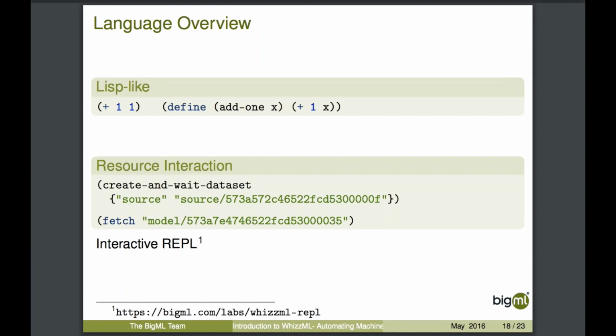The next function below it is called fetch. We give it the unique identifier for a resource, and it returns a map, or a JSON-like object, of all the different attributes of that object. If you go to BigML.com, in the labs section, we have a new labs app, a WhizzML REPL. So you can go on there and interactively use WhizzML and try it out for yourself.